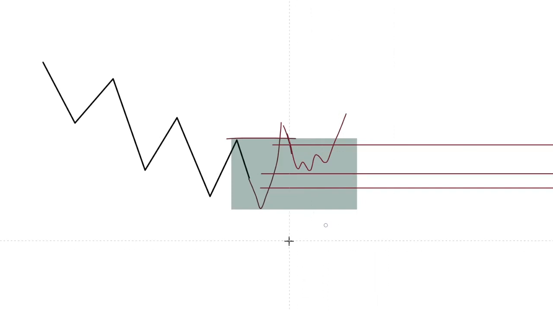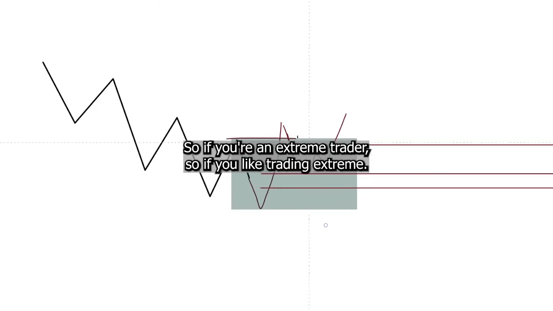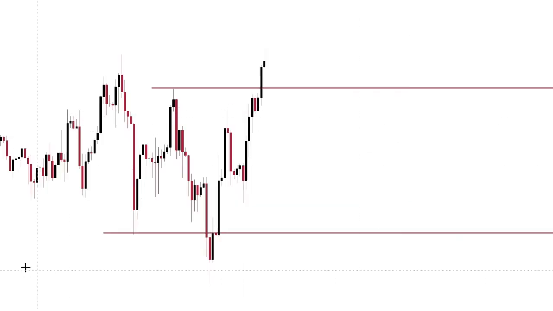And what you mainly want to do as a trader is not trade all three points of interest. You want to form your strategy to rely on one type of entry. So if you're an extreme trader, so if you like trading extreme scenarios, then you strictly trade the extreme scenario. If you are once price breaks out of the range and retraces back to the nearest hidden block or retraces back into the shelf and you're comfortable with a wider stop loss, that would be your entry. And if you're a fair value gap trader, then you should strictly trade the fair value gap. So let's take a look at this example.